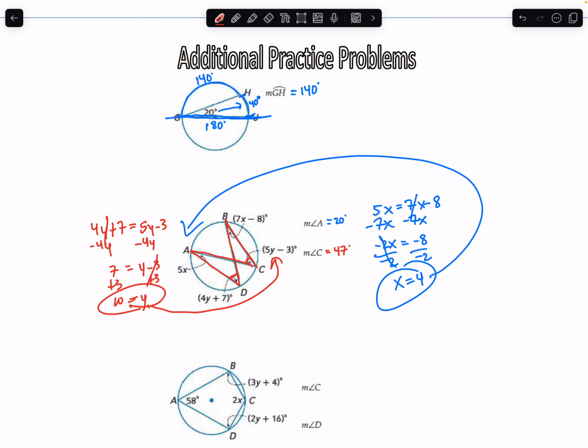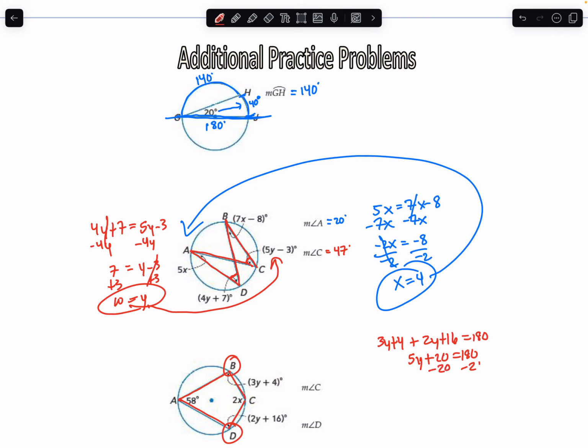In this last example, you can see that we have an inscribed quadrilateral, which then implies that the opposite angles are supplementary. So angle B is opposite to angle D. So that means that angle B and angle D, 3y plus 4 plus 2y plus 16 is equal to 180. Combine like terms, solve for y. 5y plus 20 equals 180.